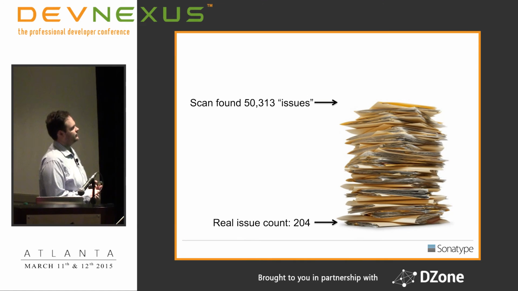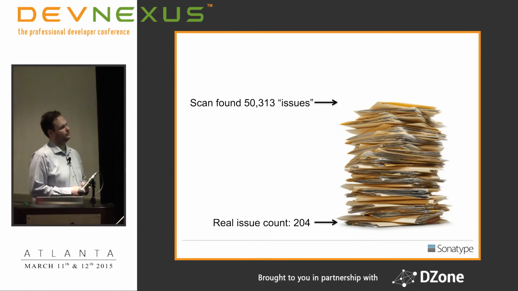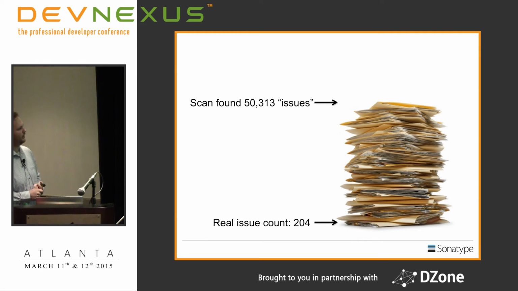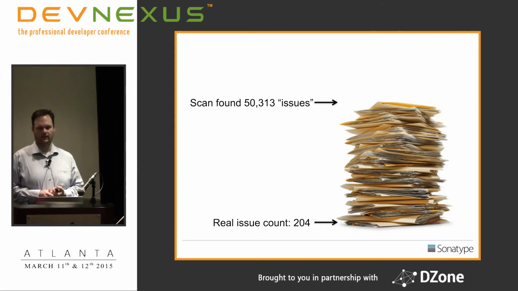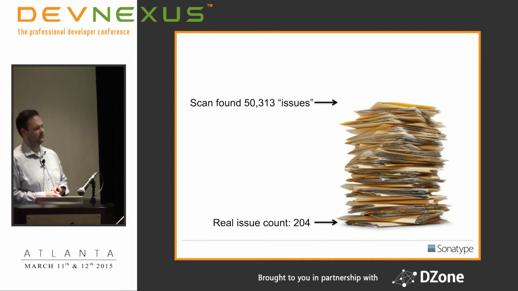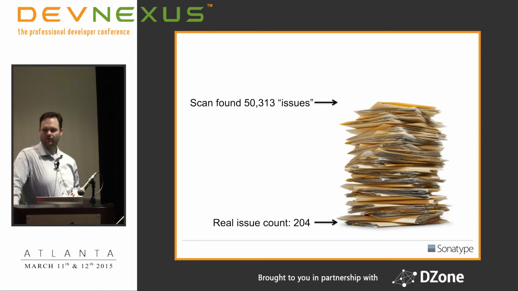They found 50,313 potential issues in the source code. I think this was a legal scan. The real issue count that actually warranted further investigation was only 200, right? So they had one of their best engineers spending months and months just wading through basically piles of paper for false positives. So you can bet the next time that they need to do an approach like this, they're not going to do it because it just looks too hard.